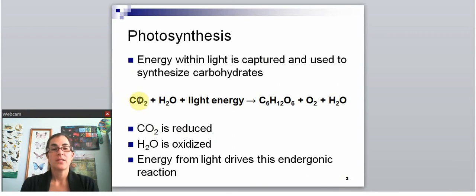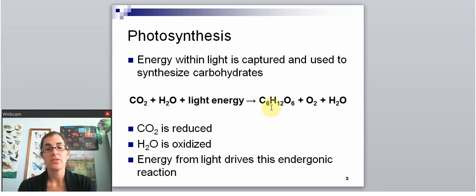So photosynthesis takes carbon dioxide and water and the energy from light and hooks those carbon dioxides together into larger molecules. And in this case, this is glucose. So glucose, and it also produces oxygen, and it also produces water. So this is a giant redox reaction. CO2 is being reduced and H2O is being oxidized. So this is an endergonic process. It's requiring an input of energy because I'm taking smaller molecules and building larger molecules, and the energy to do that is going to come from light.